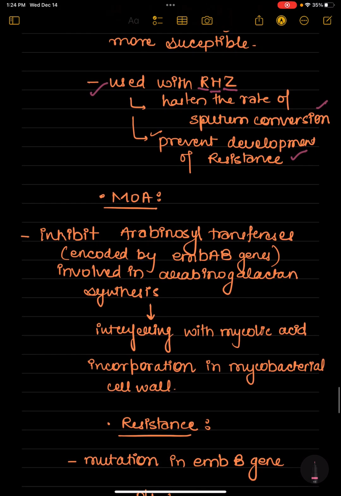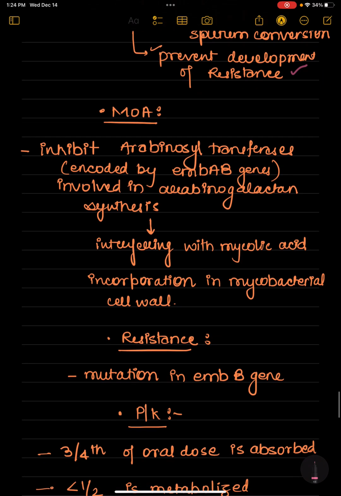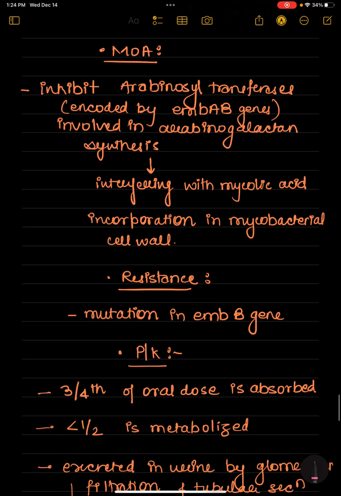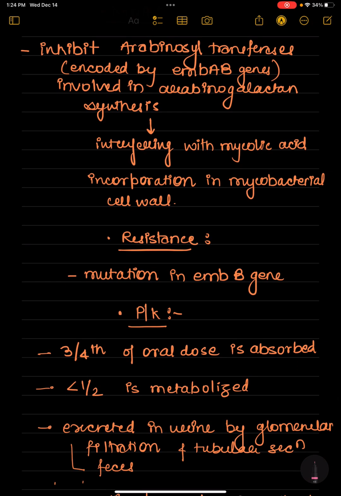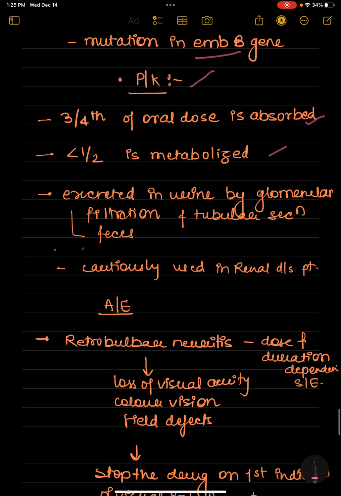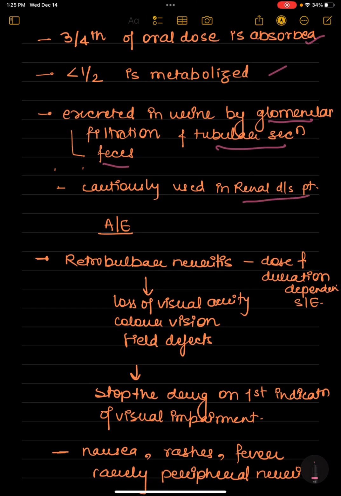The mechanism of action of ethambutol is that it inhibits arabinosyl transferases, which are involved in arabinogalactan synthesis, interfering with mycolic acid incorporation in the mycobacterial cell wall. Its resistance is due to mutation in the EmbB gene. Pharmacokinetics: three fourths of the oral dose is absorbed, out of which half is metabolized and excreted in urine by glomerular filtration and tubular secretion, and some is excreted in feces. It is cautiously used in renal disease patients.